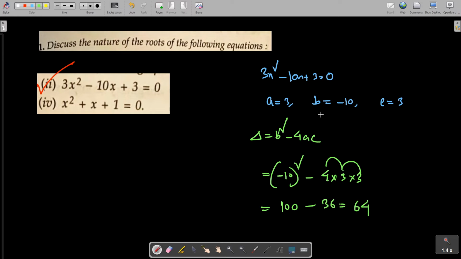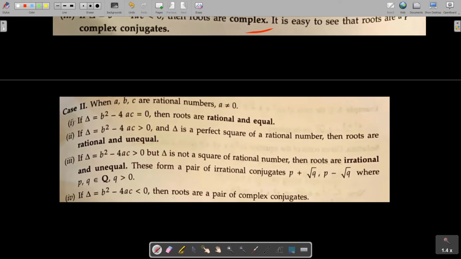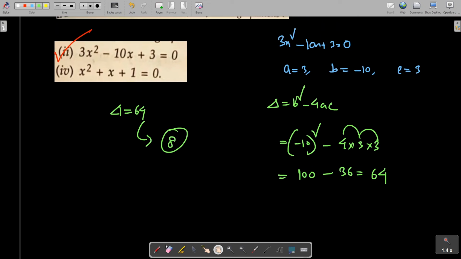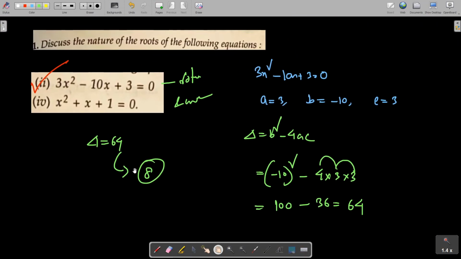Now what we just learned, these a, b, c are rational numbers and we're getting delta as 64. Now we all know that 64 is a perfect square. So what we saw over here in case 2 of part 2, when delta is a perfect square of a rational number, then the roots are rational and unequal. So what are we going to write about the nature of this quadratic equation? We will get roots which are rational and unequal, right? That's what we saw here. Yes, rational and unequal. I hope all of you understood how I did this question.